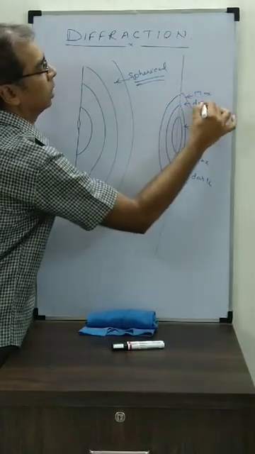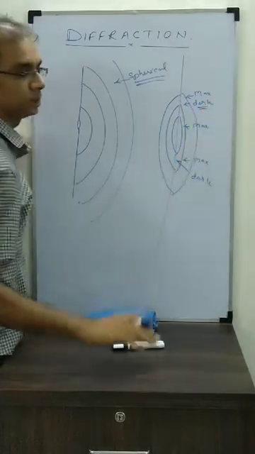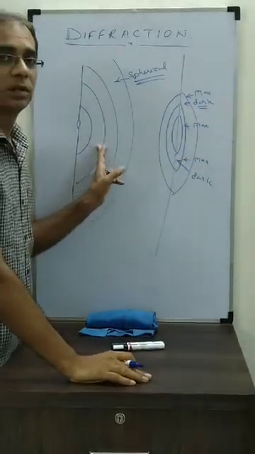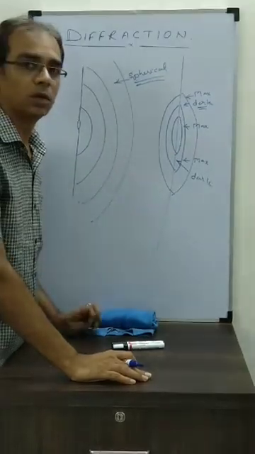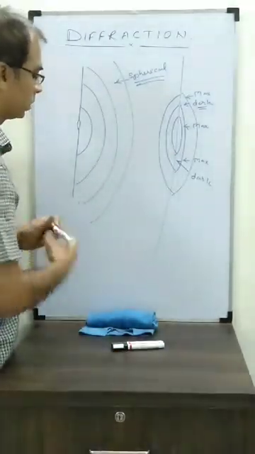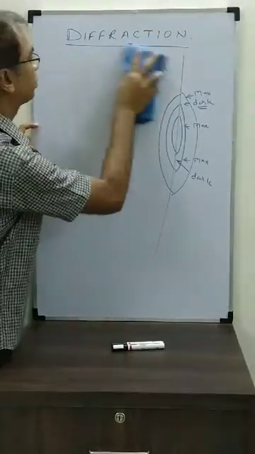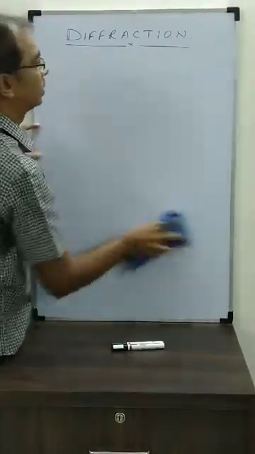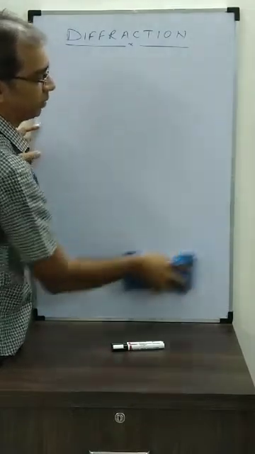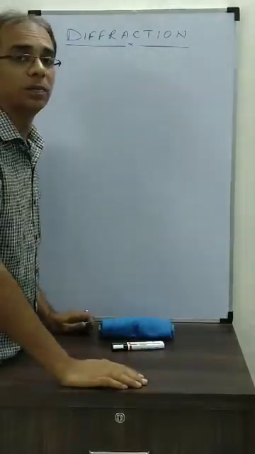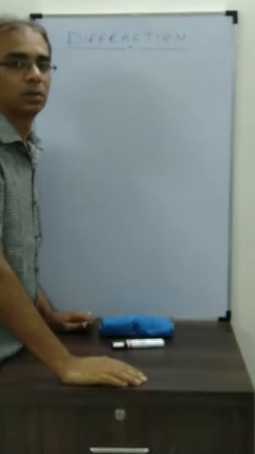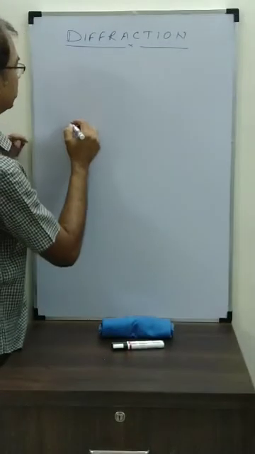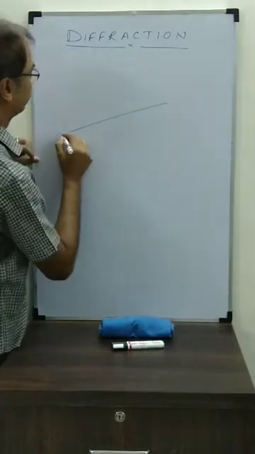So if the opening is circular, then we are going to get spherical wavefronts and the interference pattern will be circular. But if suppose we have a slit, then the diffracted wavefront will be cylindrical. The wavefront will be cylindrical. If possible, I will try to make it and I will show you.